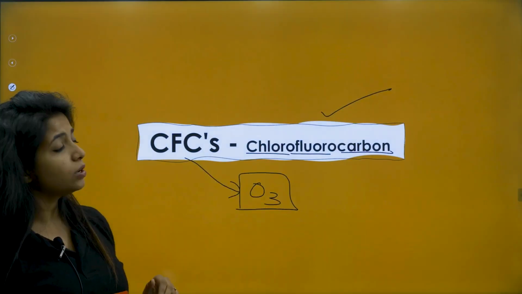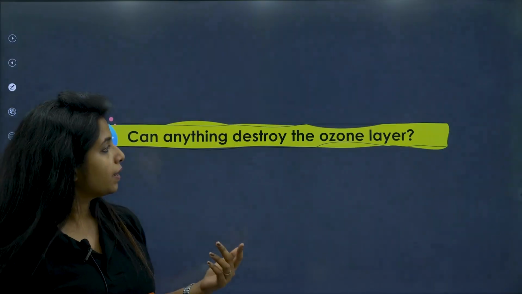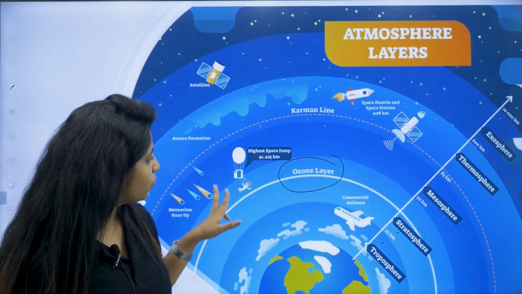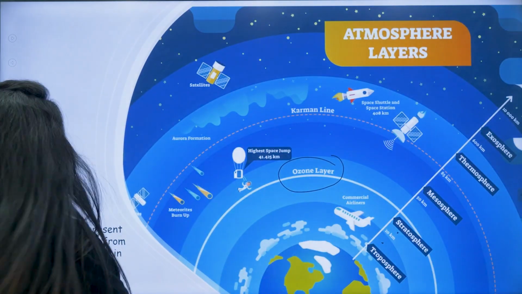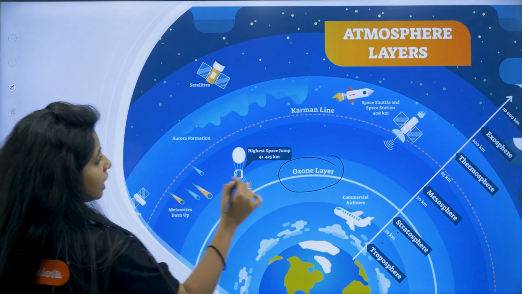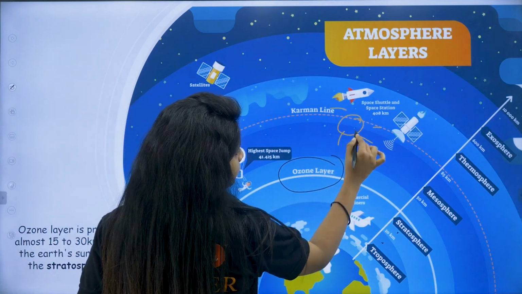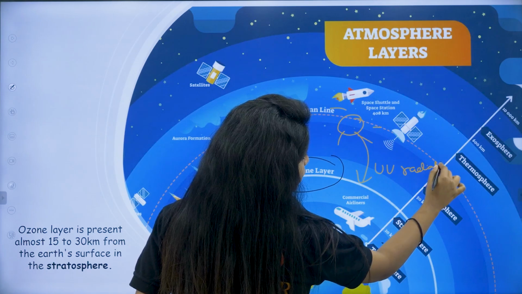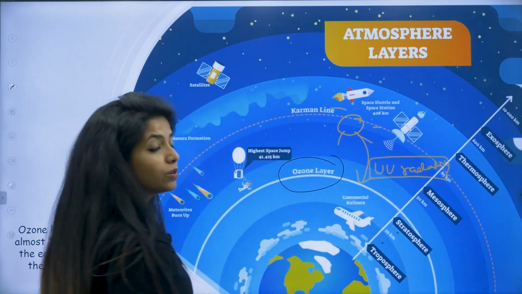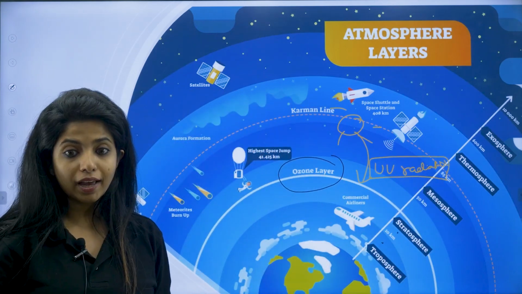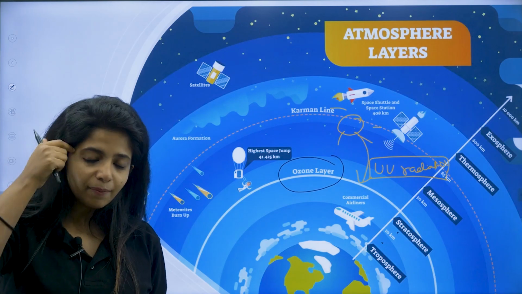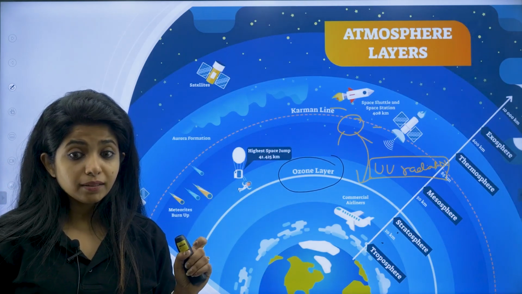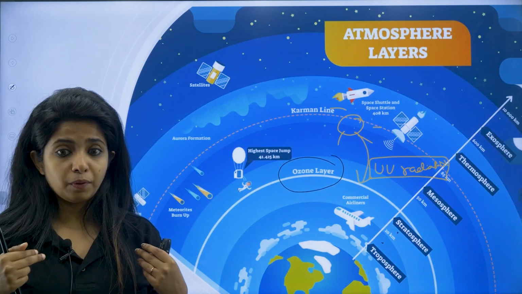Now, if the ozone layer is broken down, what's the problem? The ozone layer is present up in the stratosphere. What is this ozone layer going to do? It is going to protect us from the harmful UV radiation. UV radiation was the one that helped in making the ozone layer, but that is also something which is going to cause a lot of trouble for us.